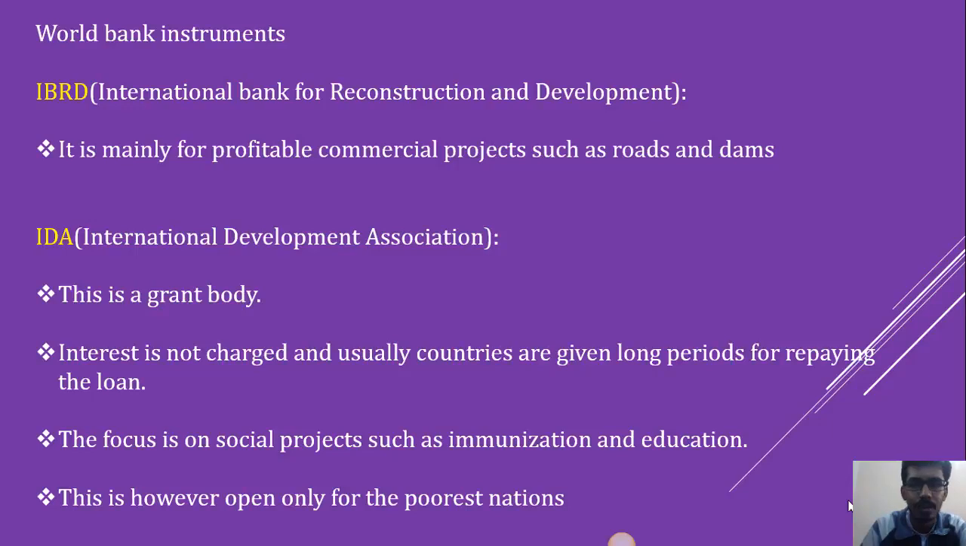International Development Association will help the poorest nations, and it focuses only on education and also immunization related things. It is a grant body. Whatever it lends to a country, it won't charge interest on the money that it lends. Only the principal will be returned to the IDA. This is called a grant body. Interest is not charged, and usually countries are given a long term period for repayment of the loan. This is how the IDA works, and these are all the basic differences between IMF and World Bank.